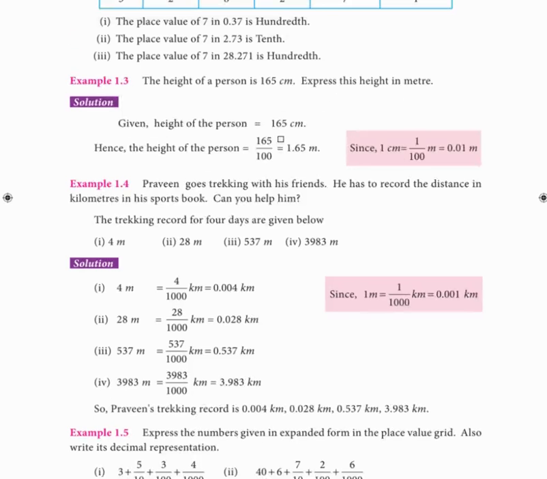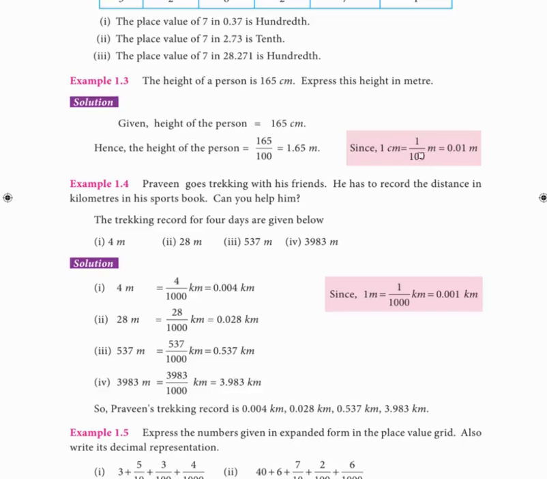Given height of a person is 165 centimeter. Hence the height of the person we have to convert to meter. To convert it to meter, just divide by 100. Yes, children, 1 centimeter equals 1 by 100 meter. 1 by 100, this is a fractional form.